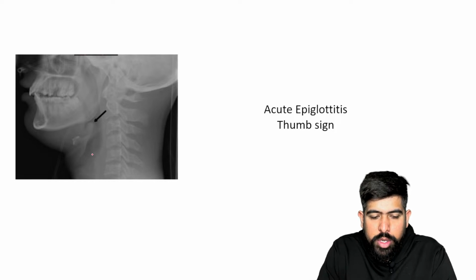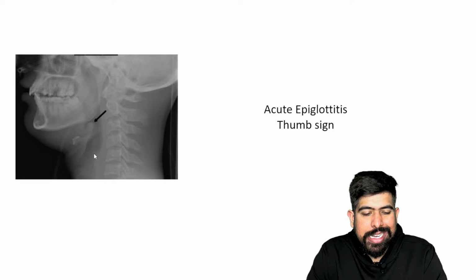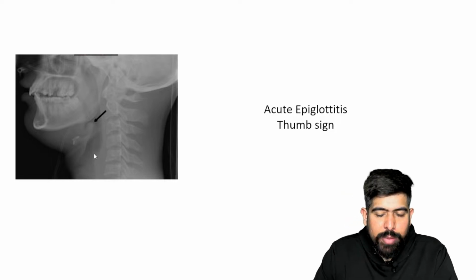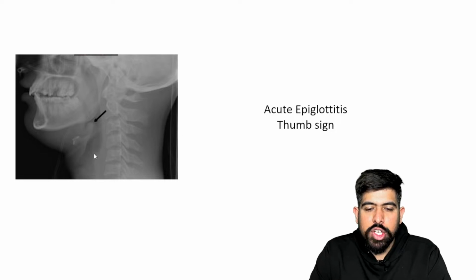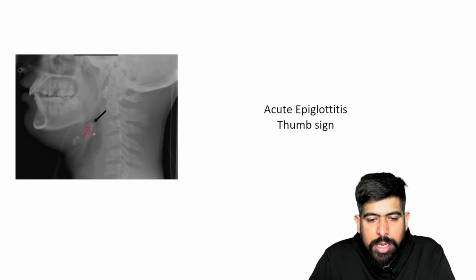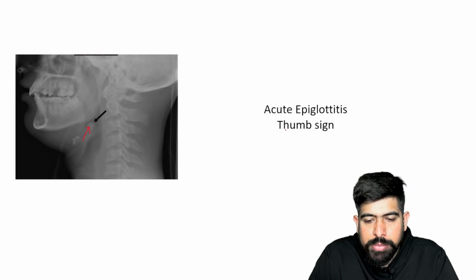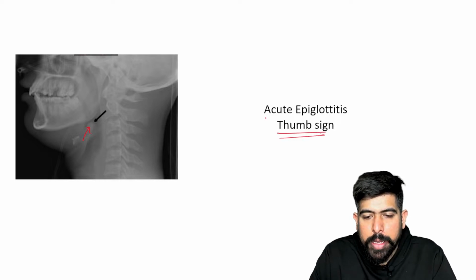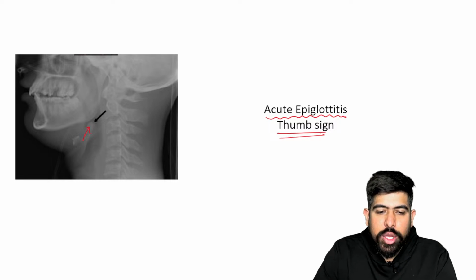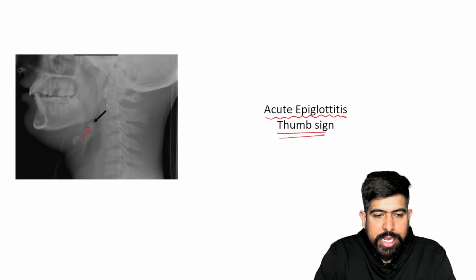We have one more important sign you have to remember from the ENT subjects. This is seen in children's X-rays, and this is your thumb sign, guys. It is looking like someone putting a thumb here, right? So this is your thumb sign, and this thumb sign is seen in acute epiglottitis.